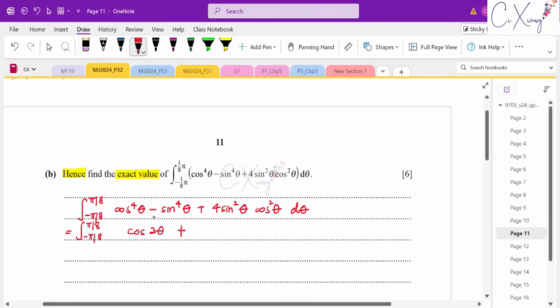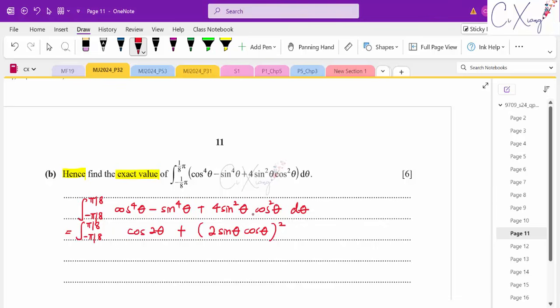Okay, then for this part, 4 sine square cos square, basically I want to make it become 2 sine theta cos theta, and then I square it. So that means I pull the square outside. Okay, so 2 square is a 4. Sine square is sine square, then cos square is cos square.